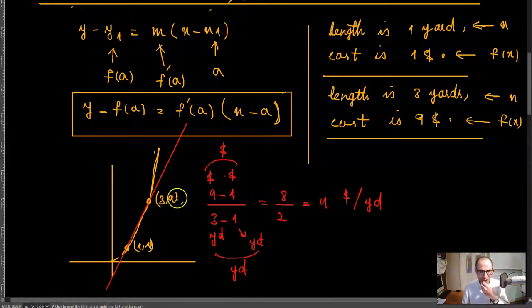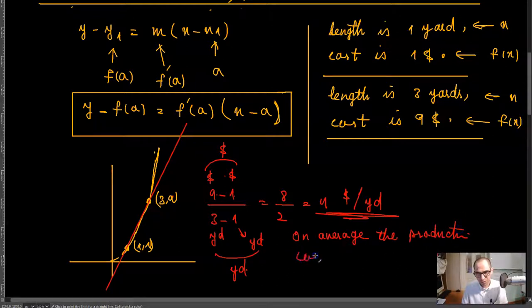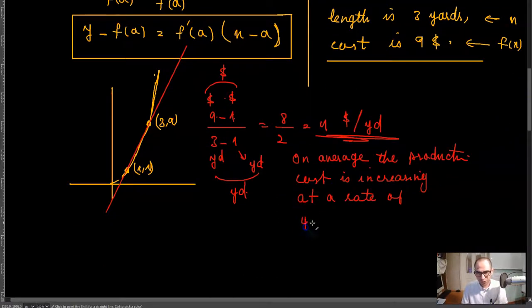So that means that on average the cost is increasing. This tells us that on average, the production cost is increasing at the rate of $4 per yard on the interval 1 to 3.